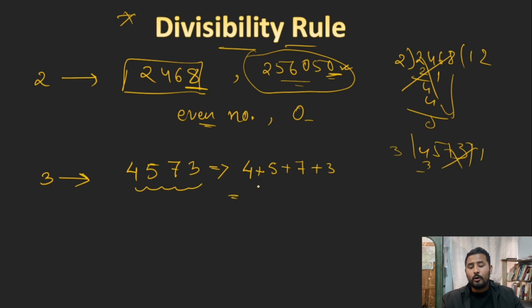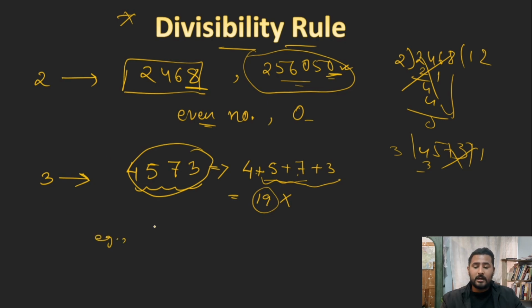4 plus 5 is 9, 9 plus 7 is 16, 16 plus 3 is 19. Is 19 a multiple of 3? No, so this number cannot be divided by 3, because the sum of all the digits, 19, is not a multiple of 3. Let's take one more example.